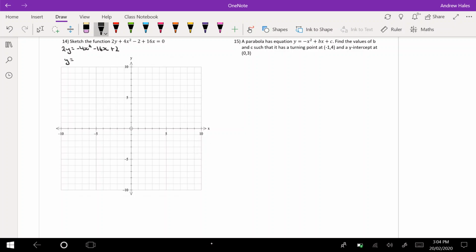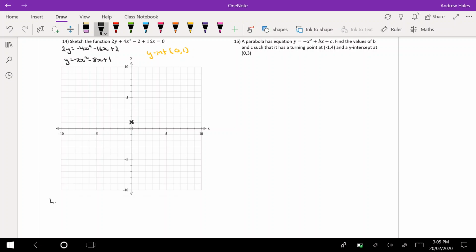So y is equal to negative 2x squared, take 8x, plus 1. Okay. Now from this I know my y-intercept. It's 0, 1. Y-intercepts in general form are always really easy to just pick out straight away. So that's why I always suggest you just do that.